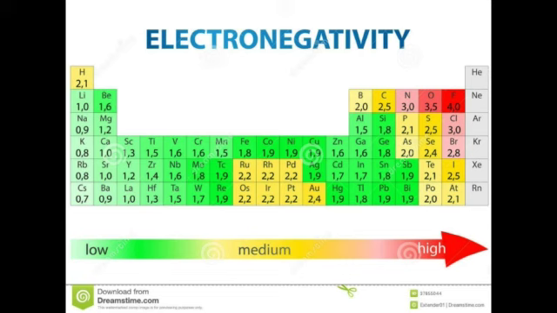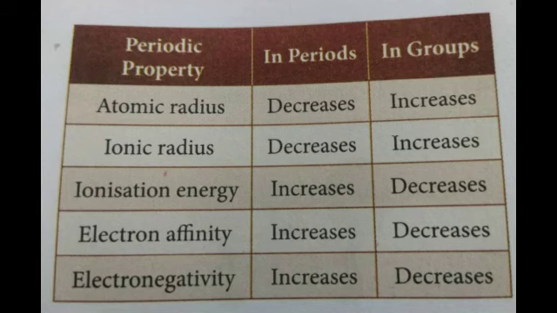Let's conclude with the following tabular column. Periodic property, atomic radius: in periods, it decreases; in groups, it increases. Ionic radius decreases in periods and increases in groups. Ionization energy increases in periods and decreases in groups. Electron affinity increases in periods and decreases in groups. Electronegativity increases in periods and decreases in groups.